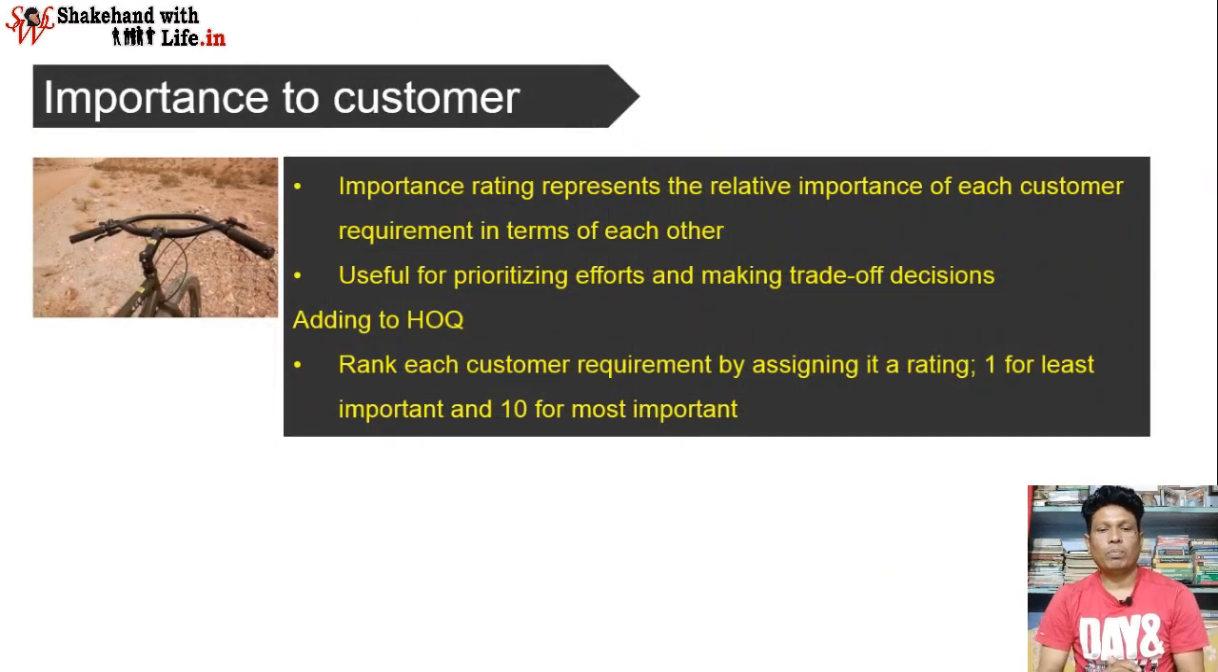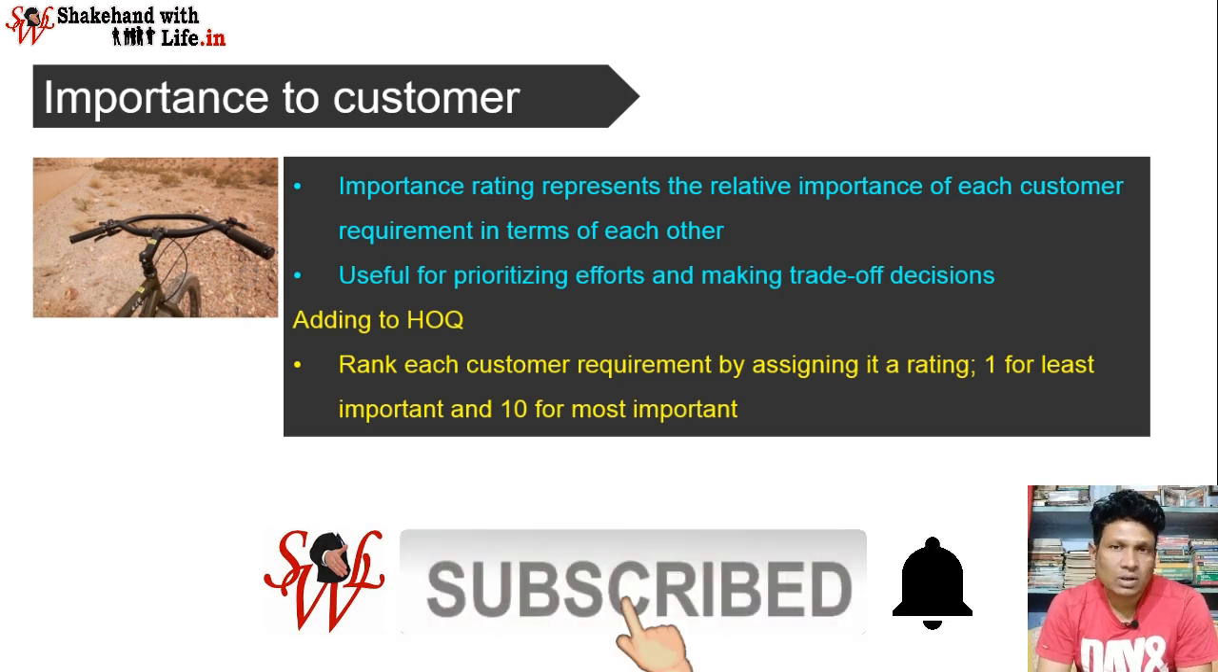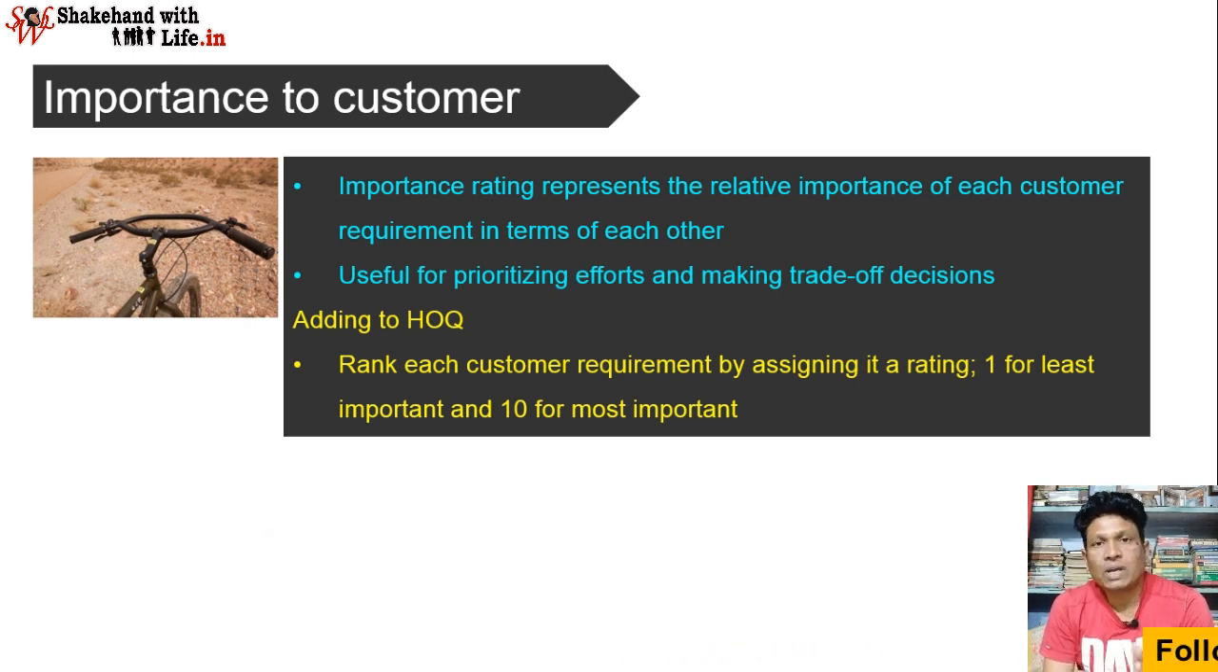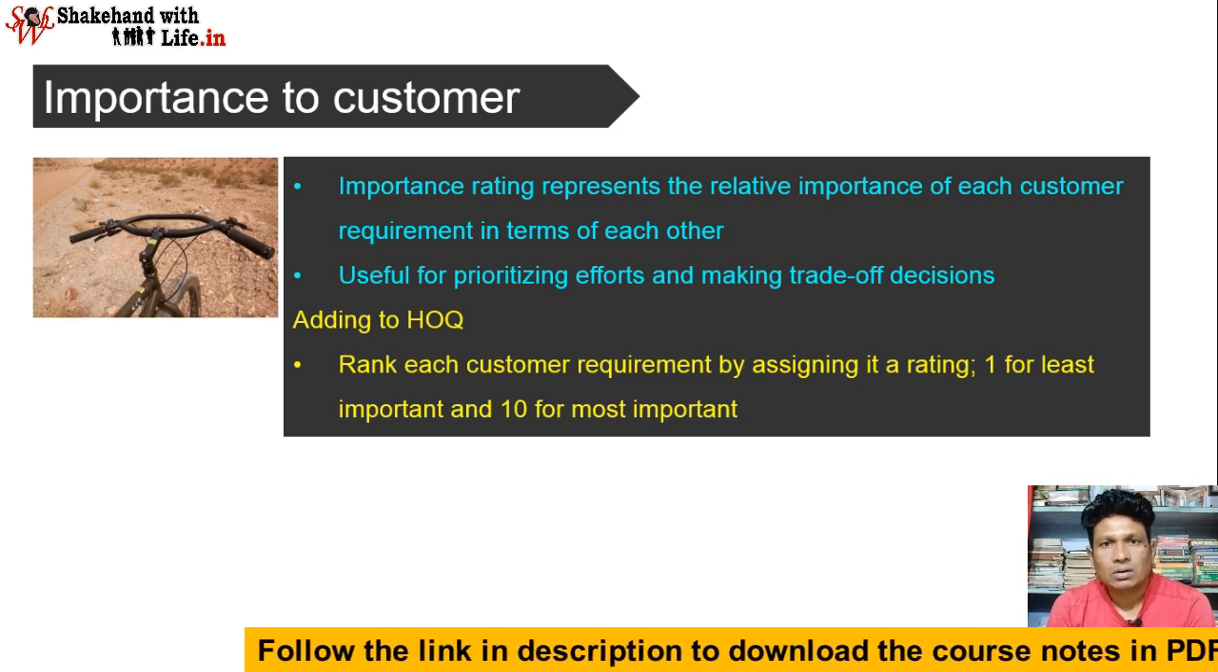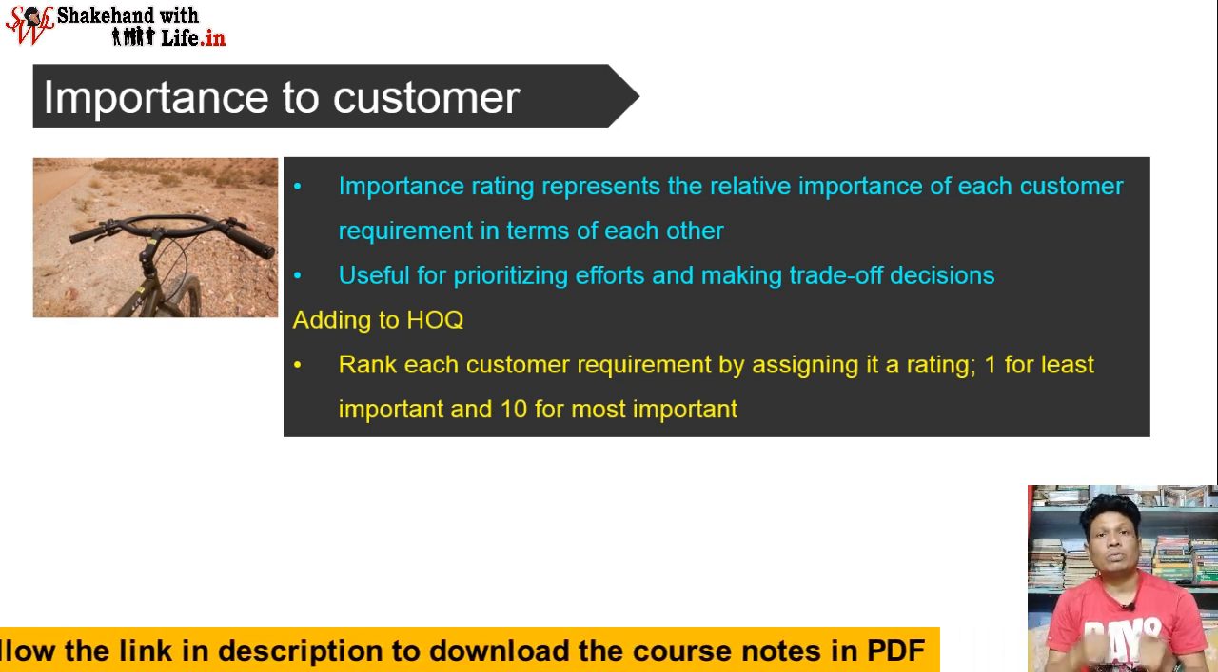Okay, so importance to customer. The importance rating represents the relative importance of each customer requirement in terms of each other. So we want to prioritize the customer requirements on the basis of importance, and it is useful for prioritizing efforts and making trade-off decisions. If we have conflicting requirements, then we try to balance the conflicting customer requirements on the basis of importance.